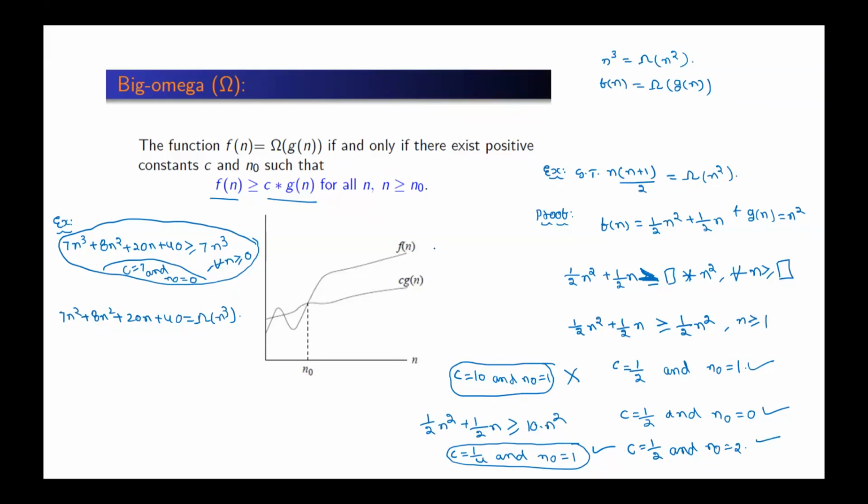But the problem comes when there are negative terms. It is very difficult. We will see with a simple example why. Let us take a simple example. Show that n into n minus 1 by 2 is big omega of n square. So please all of you give it a try for 1 or 2 minutes.